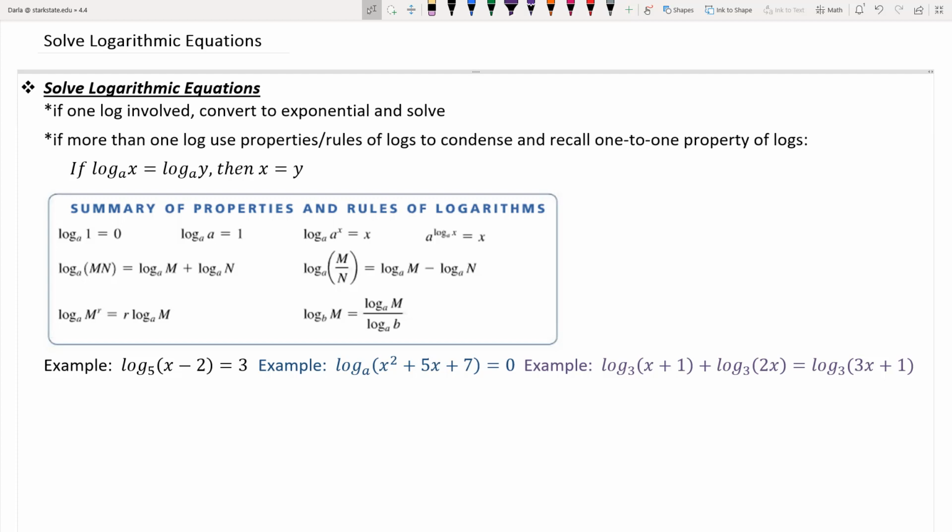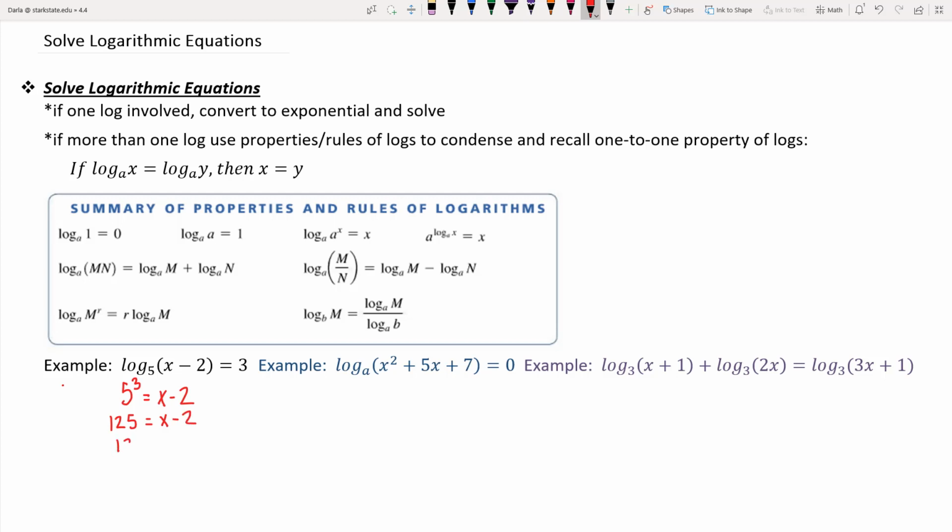So we'll start off with our first example. It says log base 5 of x minus 2 is 3. Notice that is a single logarithm. So right at the start I can go ahead and start off by converting. So our base 5 raised to the 3rd power equals x minus 2. So that's exponential form. 5 to the 3rd is 125 equals my x minus 2. Add 2 to both sides, we get 127 equals x. If we do check that, it does work out, so our solution is 127.